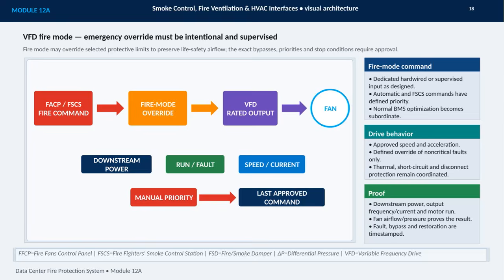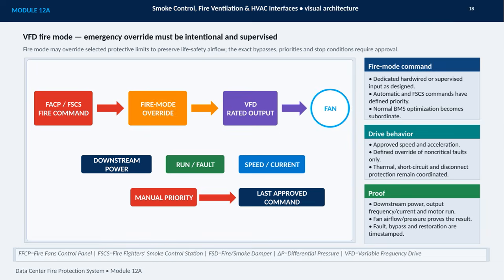This slide focuses on how a variable frequency drive, or VFD, should behave during a fire emergency. The central principle is that fire mode override must be intentional, approved, and supervised. A dedicated hardwired or supervised fire command can come from the fire alarm control panel or the firefighter's smoke control station. Once active, that command takes priority over normal building management optimization.